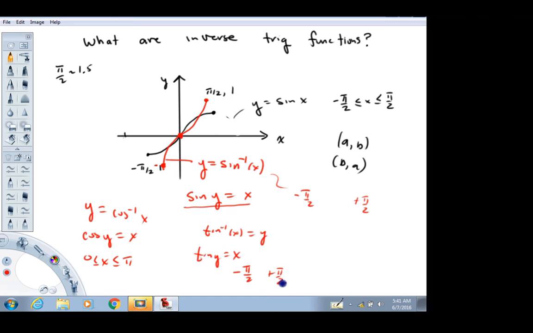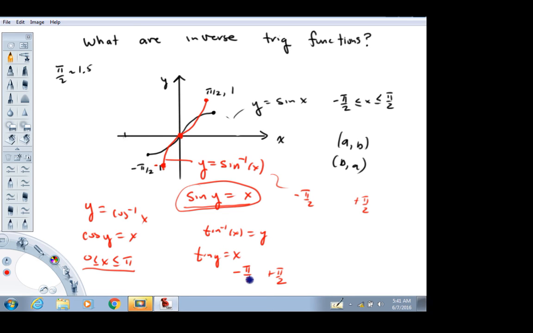Okay, so again, what is the inverse sine function? It's the set of all y values that satisfy this equation, sine y equals x. And it is only defined between minus pi over 2 and plus pi over 2. Or in other words, that's the domain of the inverse sine function. The inverse cosine function, y equals inverse cosine x, is the set of all y values that satisfy cosine y equals x. Its domain is 0 to pi. The inverse tangent function is the set of all y values that satisfy tangent y equals x. It's defined between minus pi over 2 and plus pi over 2.